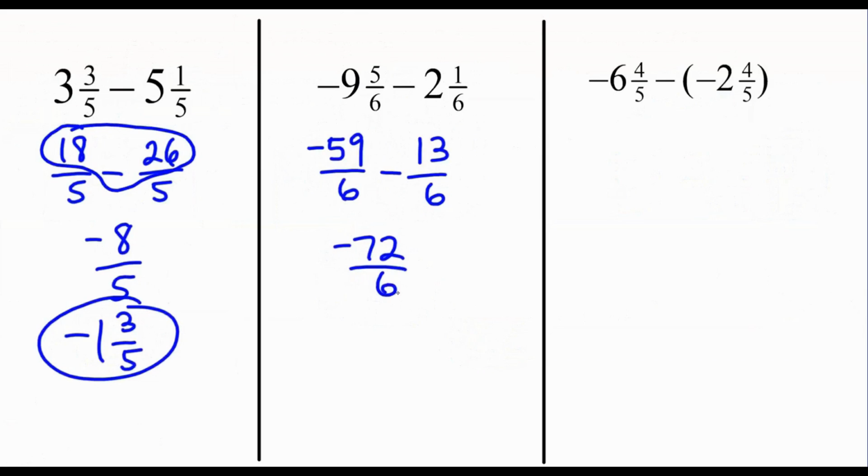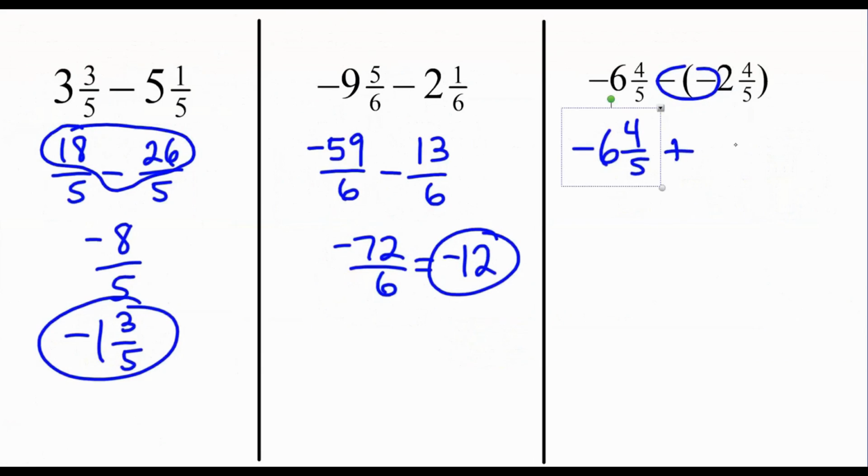Negative 72/6, which is negative 12 in simplest form. And then negative 6 4/5 minus a negative 2 4/5. Again, I'm taking away a negative here, so I'm going to change this to addition, because taking away a negative is like adding 2 4/5.